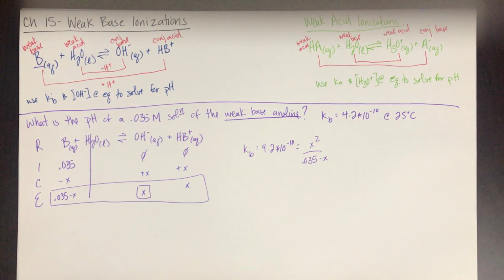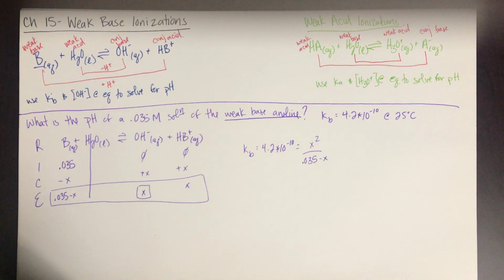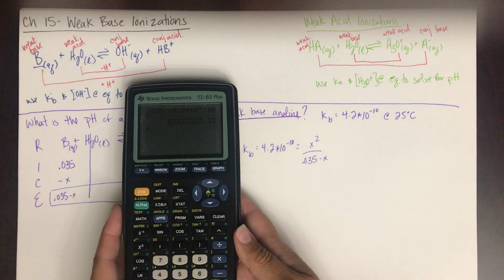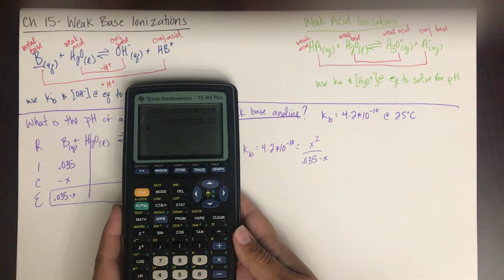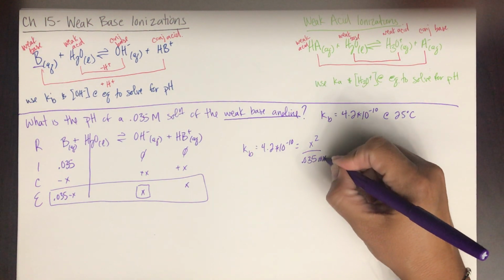So if I look at my assumption principle, can I assume that this X is negligible? Remember, the way that we do that is we look at the relationship between the initial concentration and the Kb. If this number is bigger than 500, then we can assume that X is negligible. And here you see that the ratio of initial concentration to the Kb is bigger than 500, which tells me I can assume X is negligible. So I'm just going to get rid of this right here.